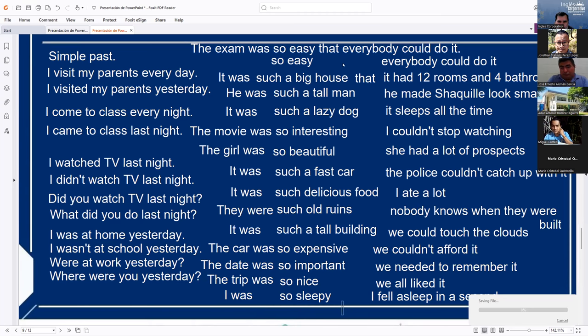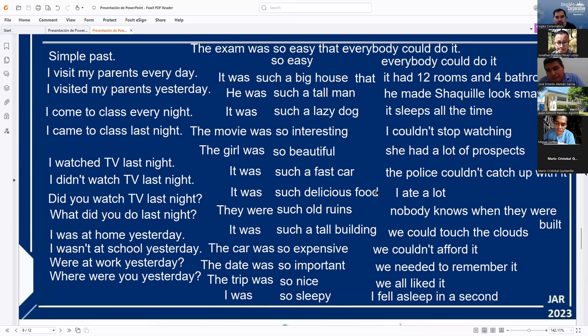We say it was such a big house that it had 12 rooms and 4 bathrooms. He was such a tall man that he made Shaquille look small. It was such a lazy dog that it slept all the time. Or it is such a lazy dog that it sleeps all the time. The movie was so interesting that I couldn't stop watching. The girl was so beautiful that she had a lot of prospects. It was such a fast car that the police couldn't catch up with it.